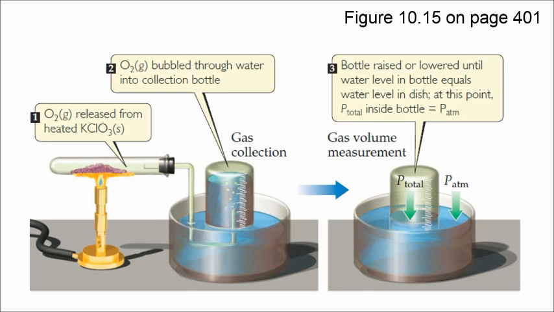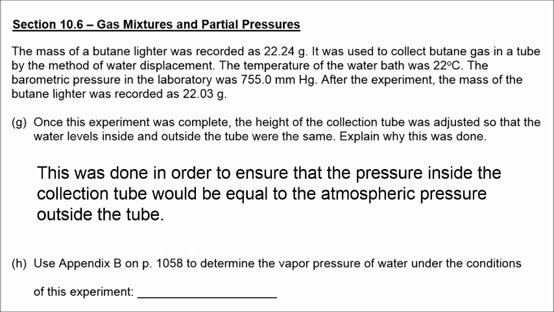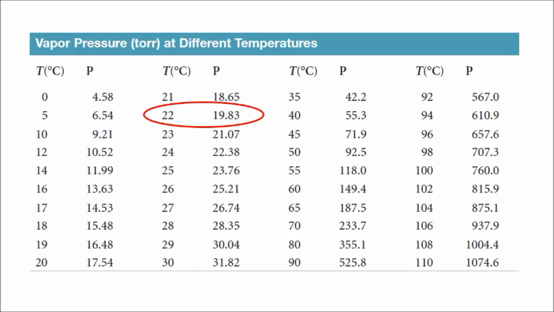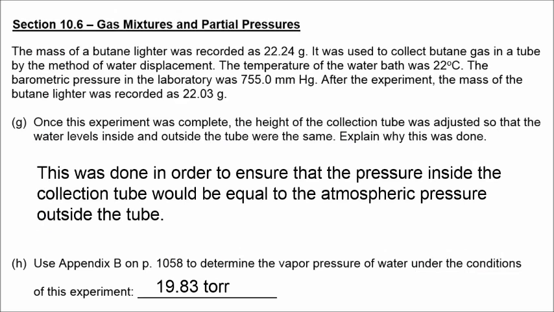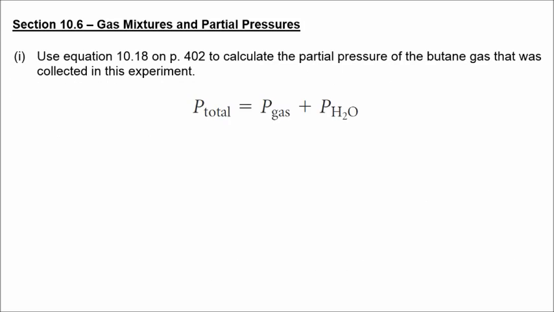We have to figure out how to get the pressure inside the bottle. So by adjusting it until the levels of water are equal on both sides, then you can make that assumption so that the pressure inside the collection tube would be equal to the atmospheric pressure outside. Now we're going to turn to page 1058 in the back of your textbook, and we discover that at 22 degrees Celsius, the vapor pressure of water is equal to 19.83 torr. So in terms of knowing the pressure, the vapor pressure of water, and the total pressure was 755.0 torr, we can use the following equation that appears on page 402 to calculate the partial pressure of the butane gas.